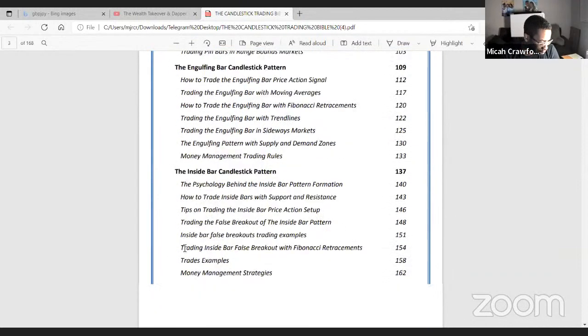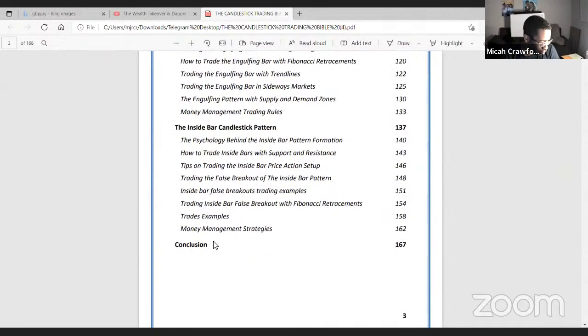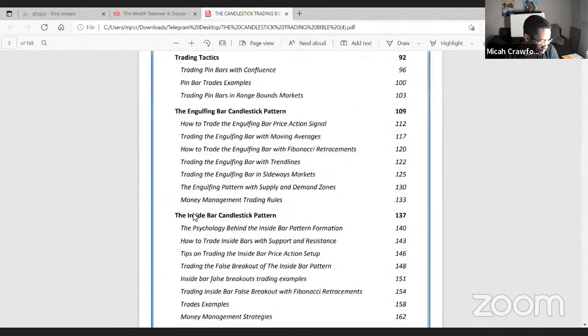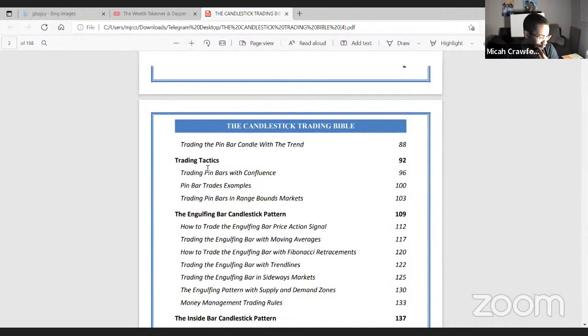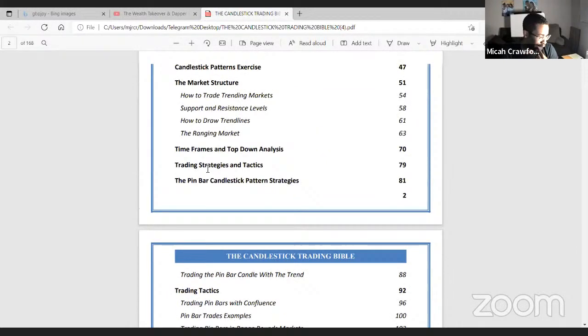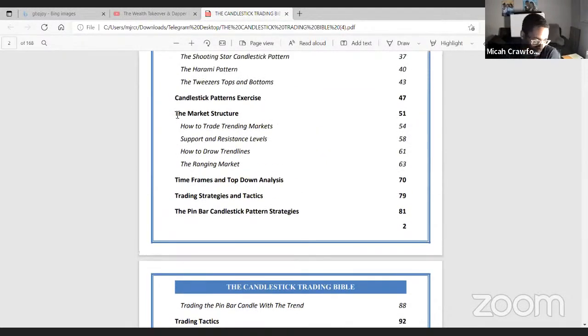All right, so let's see if we can find it. Very interesting title there. Money Management, Trading Rules. That is a must as well. Here we go. Page 51. This is going to be the chapter that you guys really pay attention to. How to trade trending markets. It also shows you how to draw your support and resistance levels. It also talks about a ranging market.